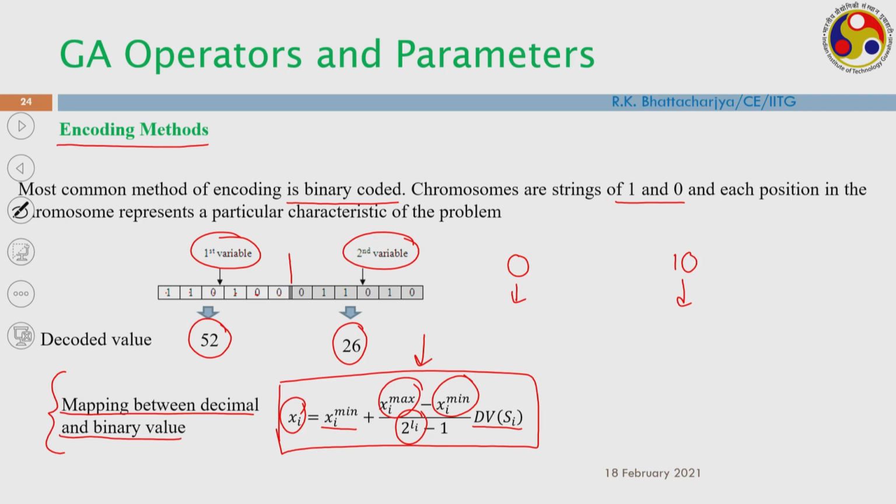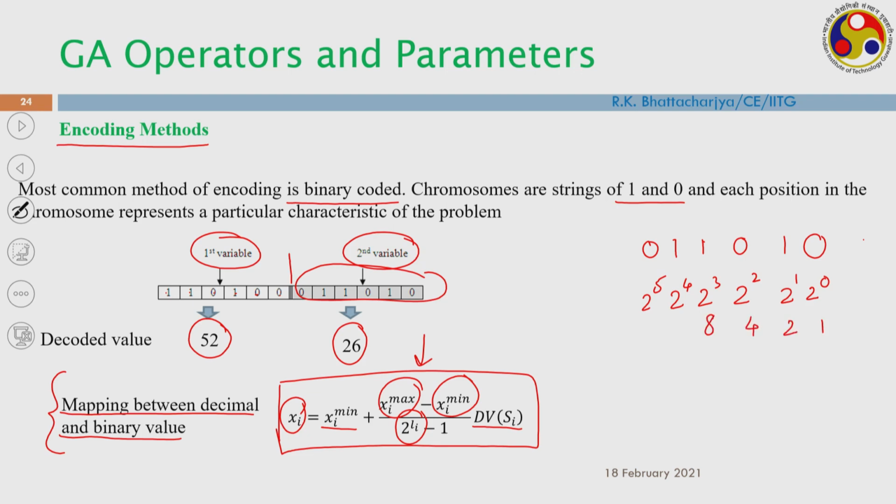Now, I would like to explain one thing here. Suppose you are taking a string 0, 1, 1, 0, 1 and 0. If I decode this one, this is 2 to the power 0, this is 2 to the power 1, this is 2 to the power 2, this is 2 to the power 3, this is 2 to the power 4, and this is 2 to the power 5. So, this is 1, this is 2, this is 4, this is 8, this is 16, and this is 32.